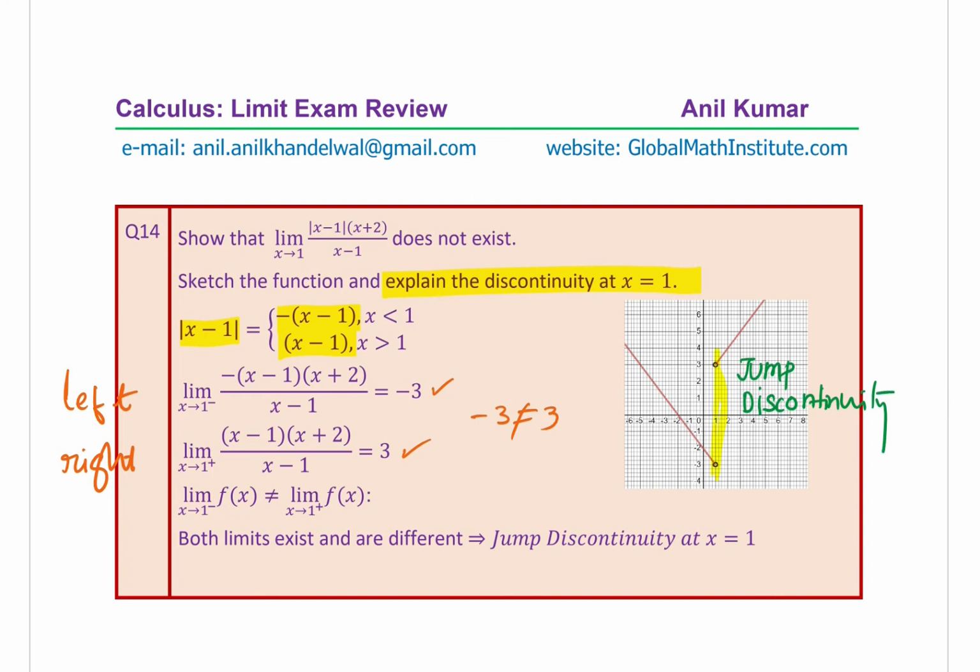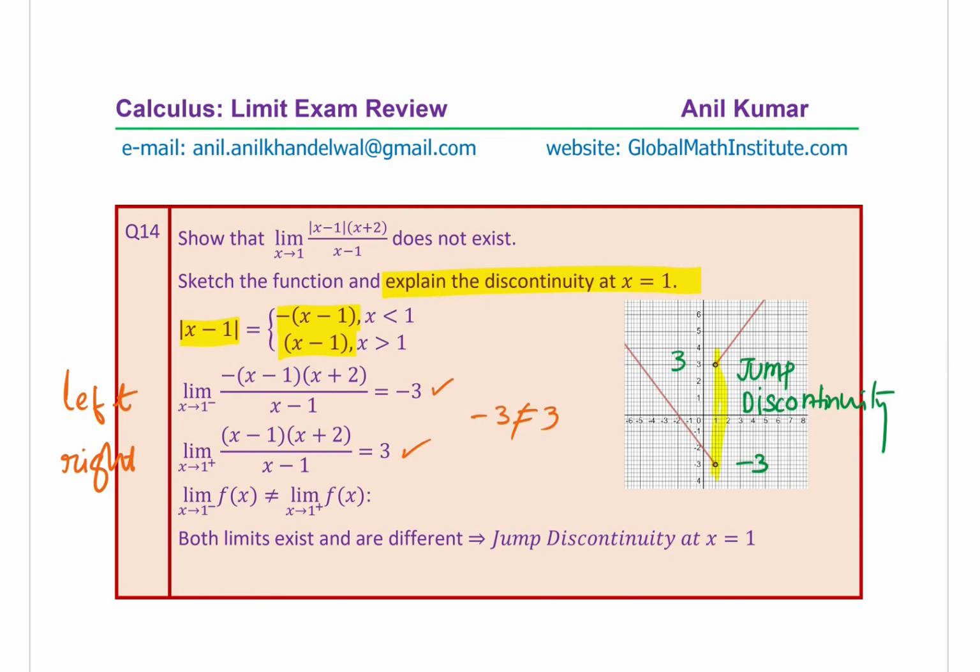Clear? So as you are approaching from the left side to minus 1, you are approaching a value which is minus 3. On the right side, you are approaching plus 3. Correct? So it kind of jumps. And there's a discontinuity. And that is how it should be explained.